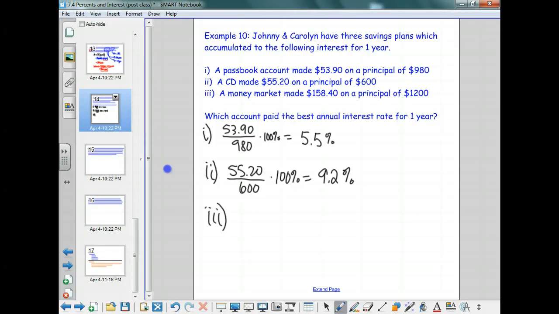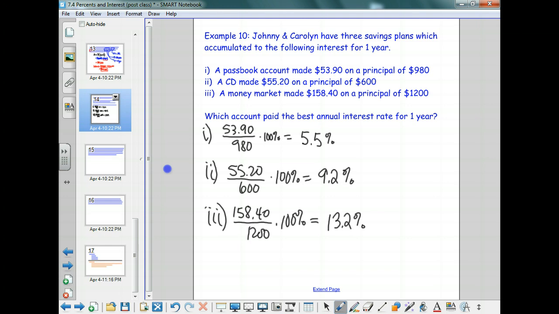All right, third one. What am I going to do? Somebody tell me what to write down. Okay, so the amount that we made divided by the amount we invested times 100%. 13.2%.